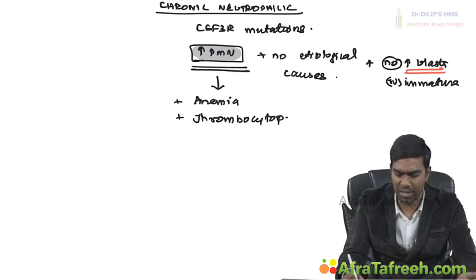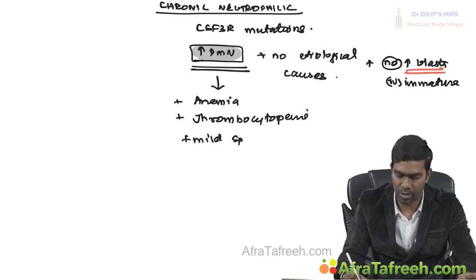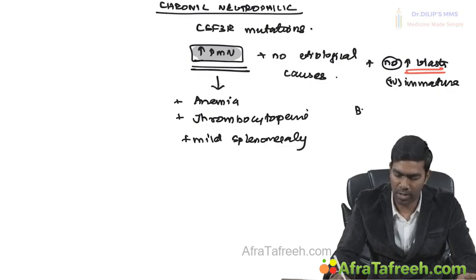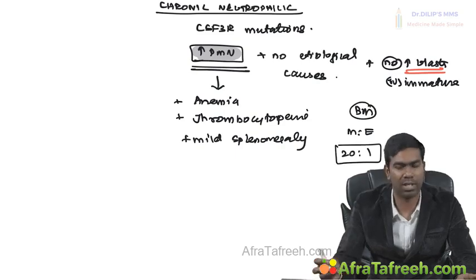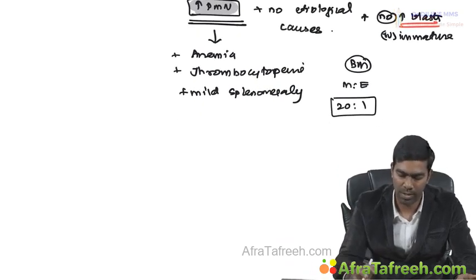But this generally happens in a late stage, and the patient also will have a mild splenomegaly most of the times. And if you do a bone marrow examination, you can clearly see the myeloid to erythroid ratio will be too much, and often it goes up to 20:1. I told you normal it must be 3:1. In this condition it might go up to 20:1.